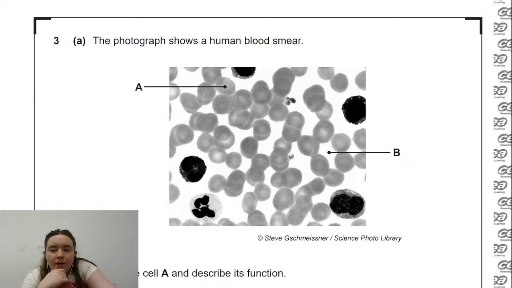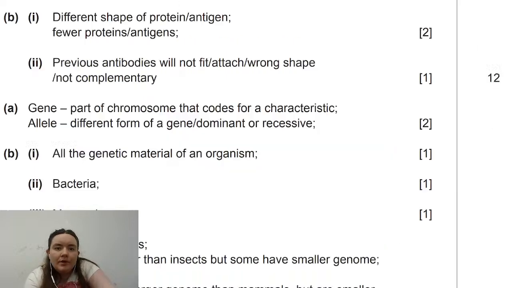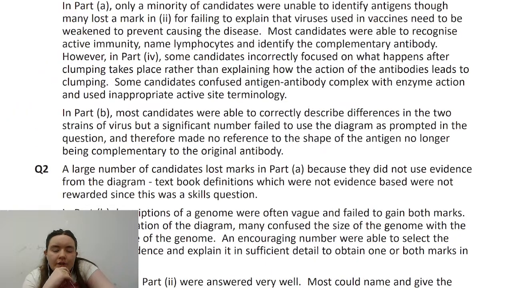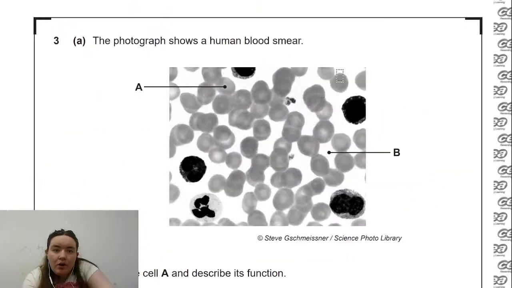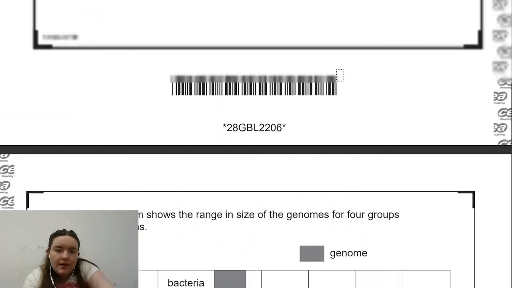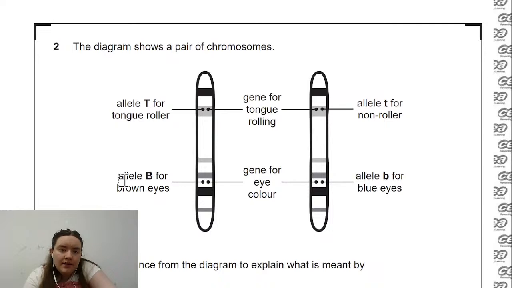Okay. So question 3 here then. Oh, wait, before I move on to question 3, let's take a look at what the examiner's report says. A large number of candidates lost marks in Part A because they did not use the evidence from the diagram. Textbook definitions which were not evidence-based were not rewarded since this was a skills question. So if we go back up to question 2, they're saying that people didn't get this first one because they were using the definitions that they had learnt off for these things, allele and gene. But it does in the question say use the evidence from the diagram.